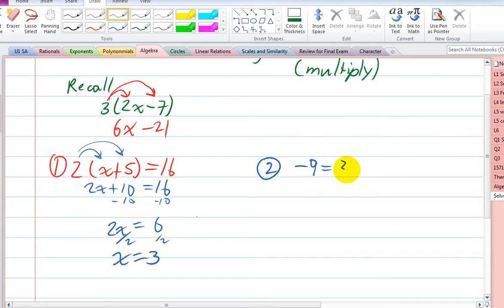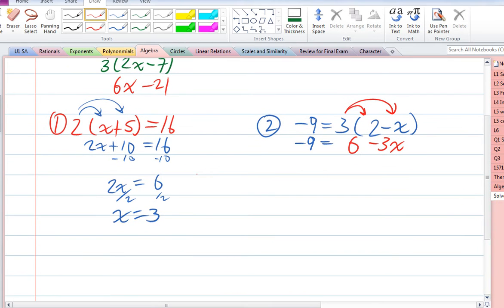Negative 9 equals 3 bracket 2 minus x. Okay. So go ahead, multiply in. Now here's a trick with this one. Okay, move the 6 to the other side. Don't look at its behind. Let's say behind because it's so weird. Okay. How did you move the 6?